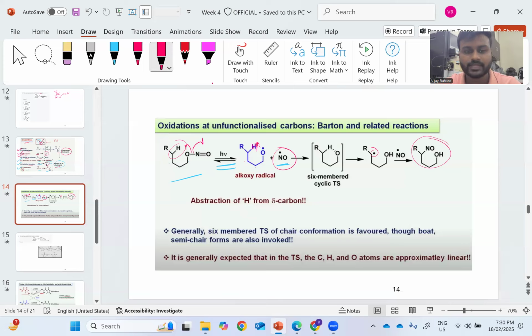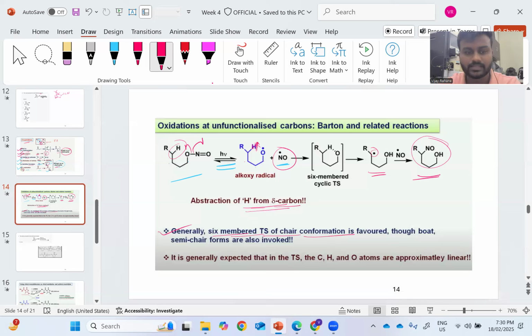So if you have some unfunctionalized CH group and we want to activate that one, it's kind of CH activation. So abstraction of a proton from the sigma carbon occurs, followed by the radical formation of the carbon, and then the NO bond formation, right? And this NO we can further modify into another functional group. But the main thing is we are able to activate the CH bond using this Barton type of oxidation reaction, and this is a photochemical transformation. In this case, the six-member transition state occurs, which is favored.